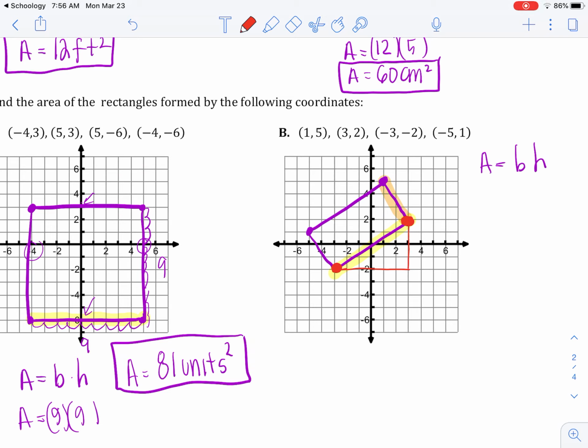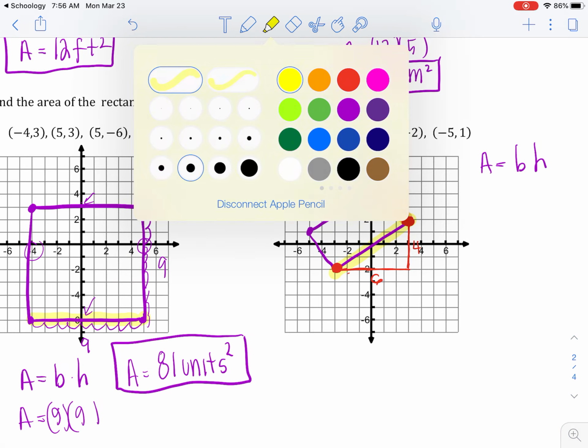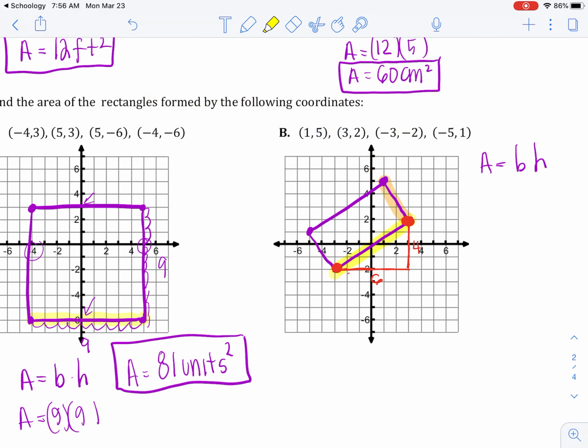So here is a horizontal line, here is a vertical line. I can count this distance, 1, 2, 3, 4, that's 4. I can count this distance, 1, 2, 3, 4, 5, 6, that's 6. How can I now find that yellow distance?